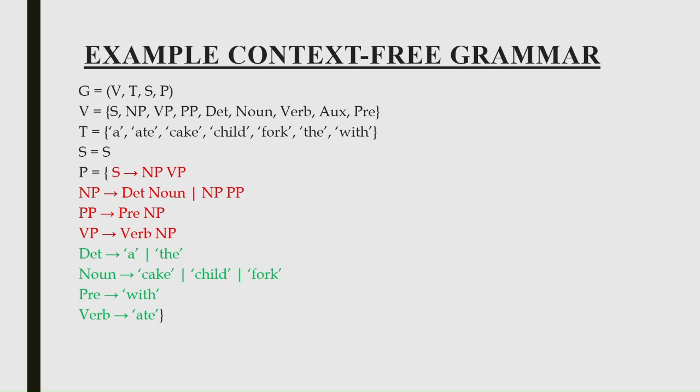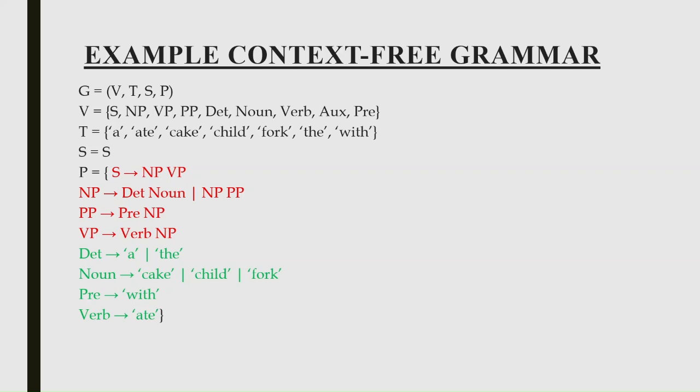So G is equal to V, T, S, P. V is nothing but variables. T is the terminals. S is the start symbol and P is the production. This is how the grammar is defined. V is nothing but your S, NP, VP, all the non-terminals. T is all the terminals: a, ate, cake, child, fork, the, with, any words. S is the start symbol. So you will write the productions based on that.